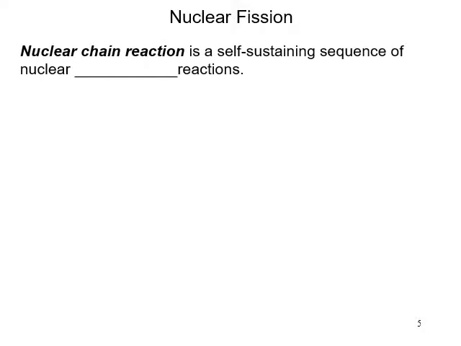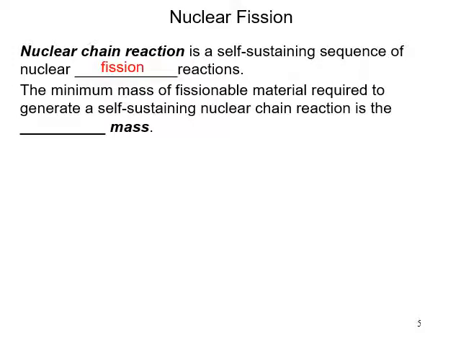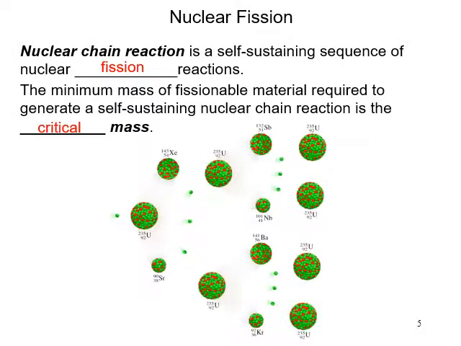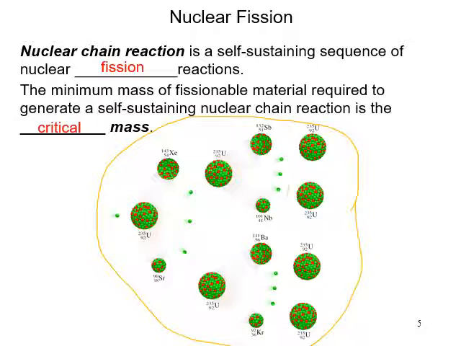Now let's go on to nuclear fission. Now there's a chain reaction, but what is fission? Nuclear chain reaction is a self-sustaining sequence of fission reactions. But in order to get that self-sustaining chain reaction, you need to reach critical mass. So critical mass is where you end up having enough of these nuclei together in a small enough area that all the neutrons that are given off during these fission reactions hit another nucleus and cause another fissioning.